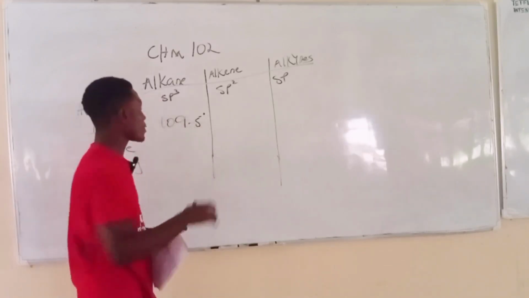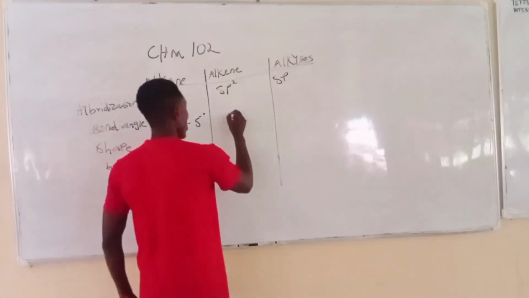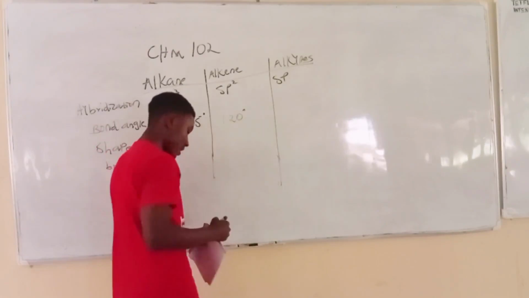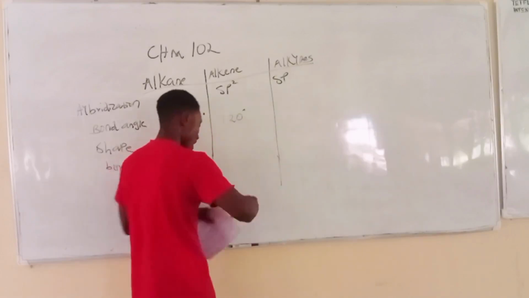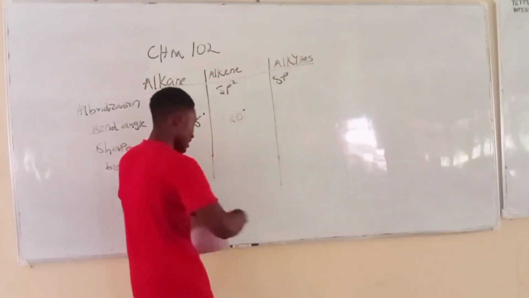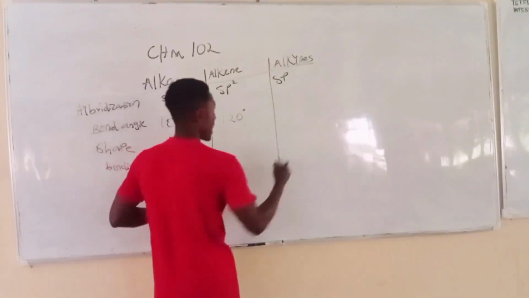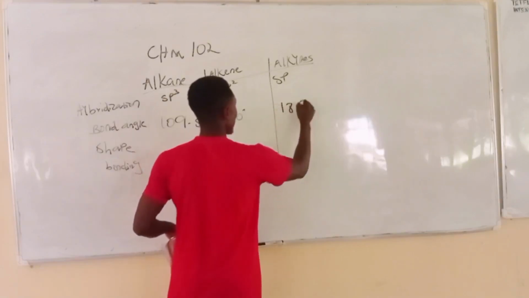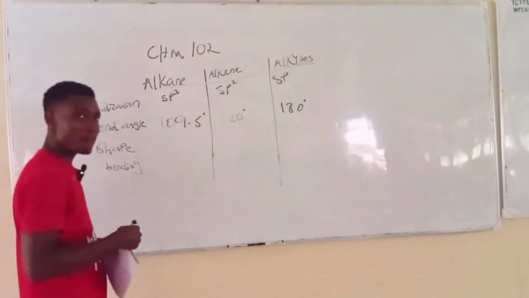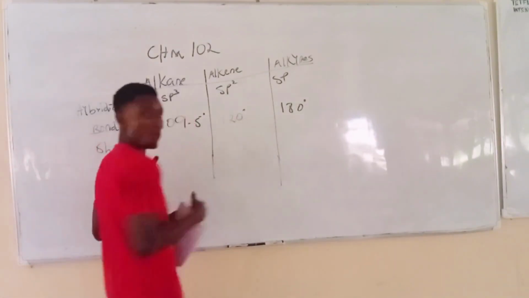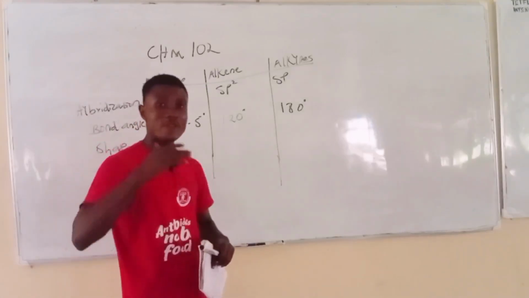Then the alkenes have a bond angle of 120 degrees. That is the bond angle for the alkenes. Then the alkynes have a bond angle of 180 degrees. Moving on to their shape, their bond angle will automatically give us their various shapes.